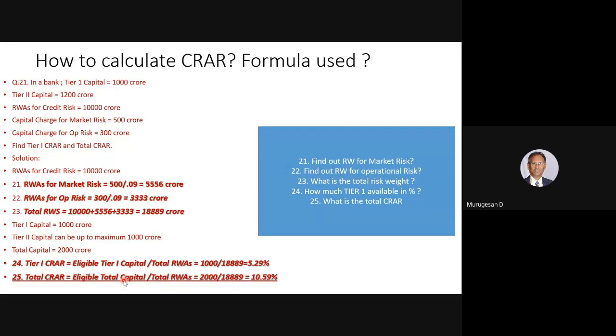So total capital 2000. Why 2000? The tier 2, I have included just to test you. But total risk weight, so 10.59 is the total overall CRAR. Is it within the eligible CRAR, adequate? It's adequate or inadequate? Yes, it's not adequate. They want 11.5, including CCP. So there is a shortage. That also they are asking. How much shortage? Okay. What is the risk weight? So it may be a 5-mark question also.